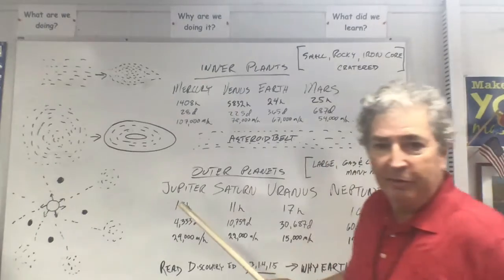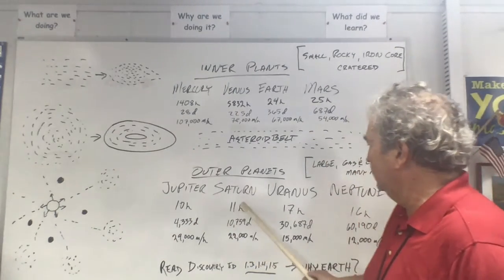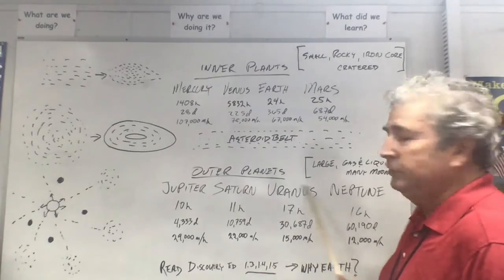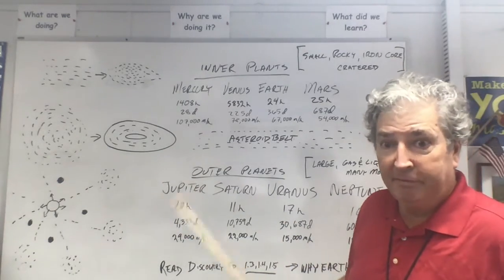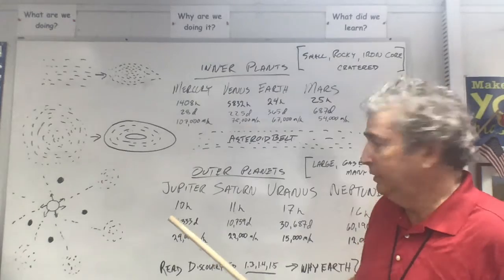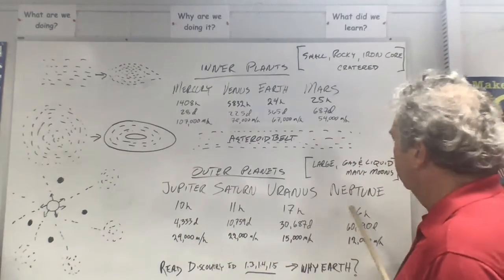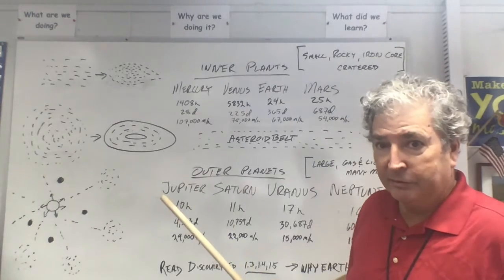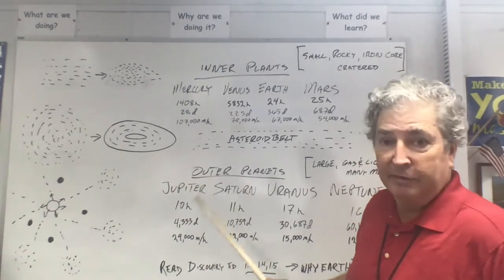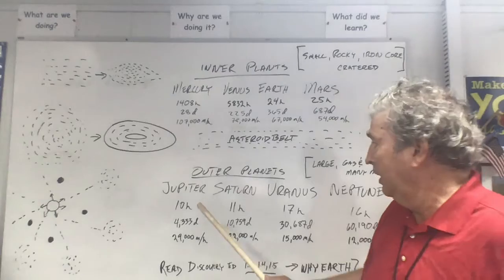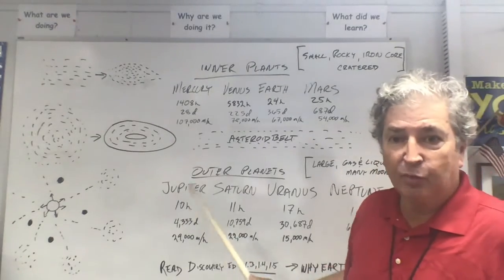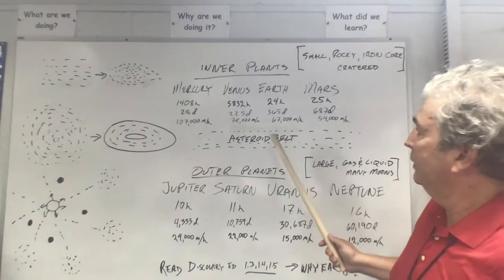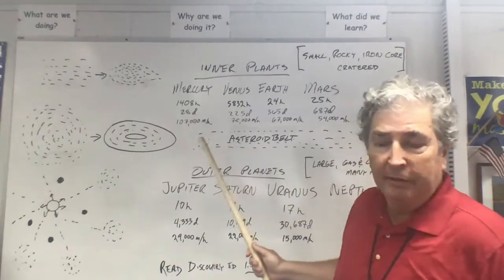But look at the outer planets. 10 hours, 11 hours, 17 hours, 16 hours. These huge outer planets are spinning very, very fast. And just because they take half the time to form a day doesn't tell the whole story. Because their diameter is much bigger than Earth, their surface is whirling many times faster. Now let's talk about years.